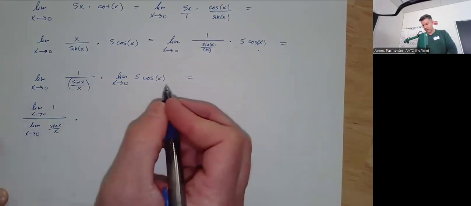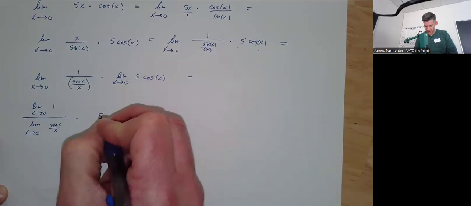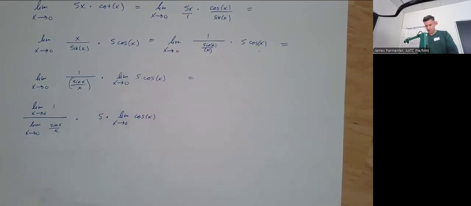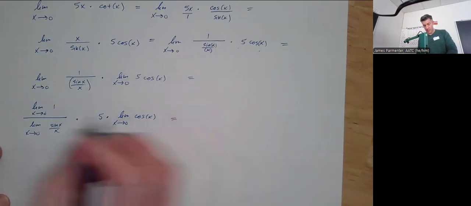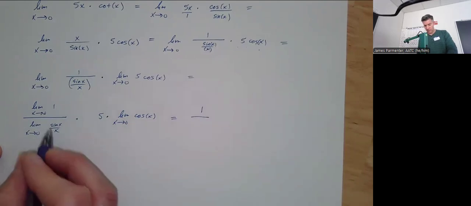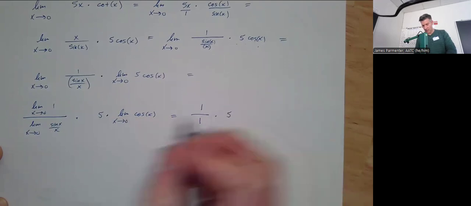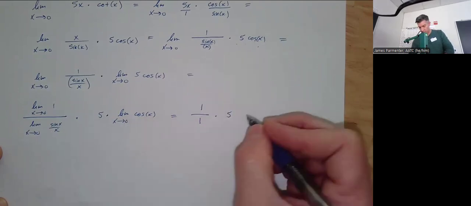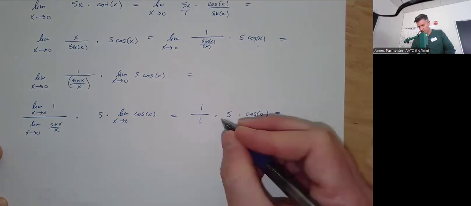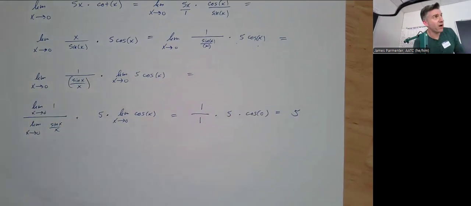And the limit of 5 cosine x, well, constant multiples get to come out in front, so this is really 5 times the limit as x approaches 0 of cosine of x. And then the limit as x approaches 0 of 1 is 1. The limit as x approaches 0 of sine x over x is also 1, because we already know that. The 5 hangs out, and the limit as x approaches 0 of cosine of x, well, we can plug in the 0 and get cosine of 0, which is 1. So we get 1 times 5 times 1, which is 5. And no one should ever write that work out.